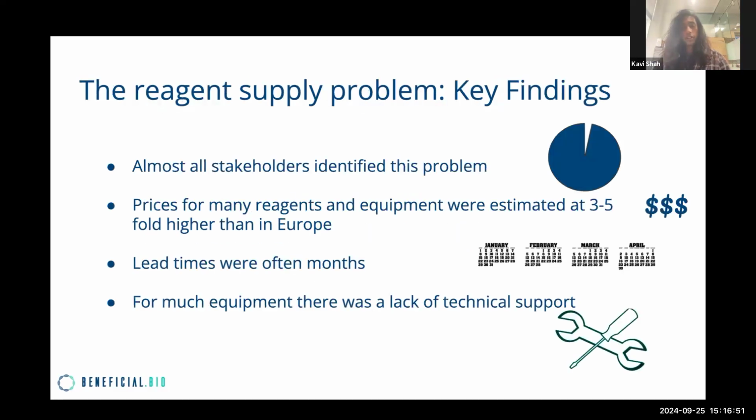So, an overview of the reagent supply problem. Some key findings are that almost all the stakeholders I spoke to identified this as a problem. Prices for many reagents and equipment were estimated at 3 to 5-fold higher than in Europe. Given that South America is a developing economy, this is prohibitive. Lead times were often months, and for much equipment, there was a lack of technical support.